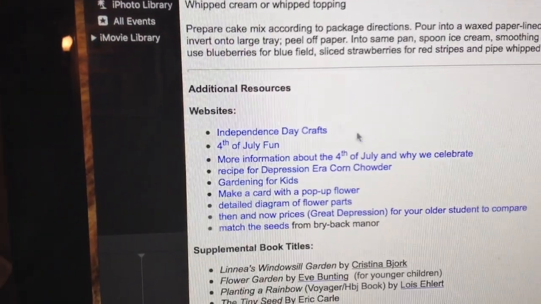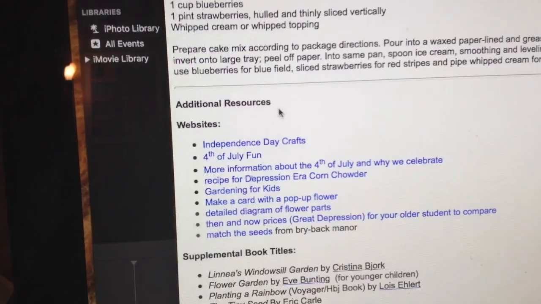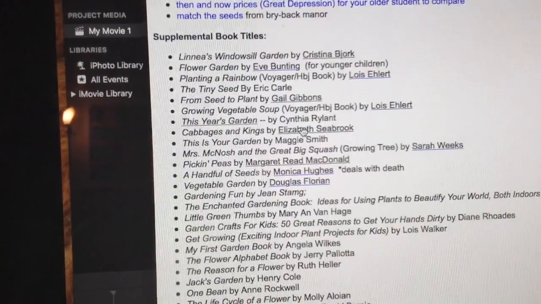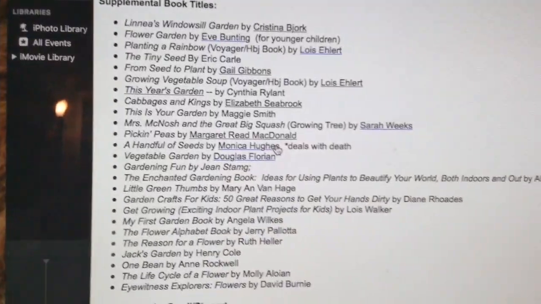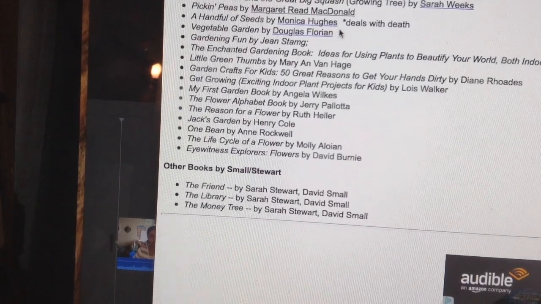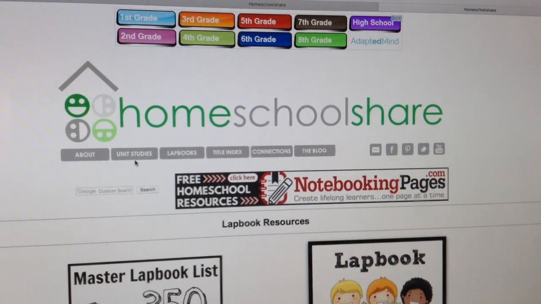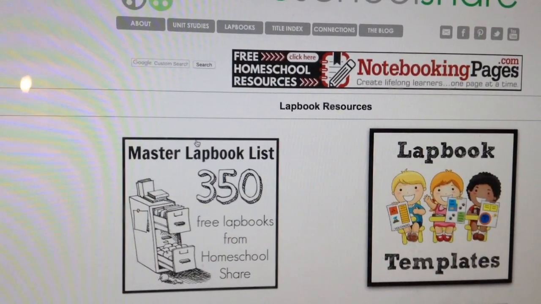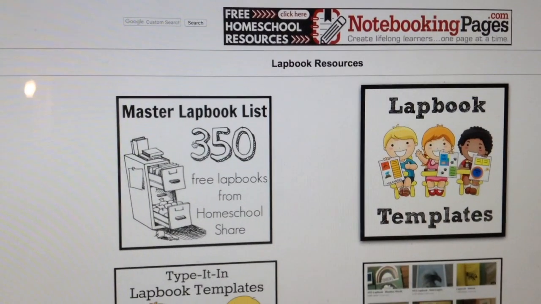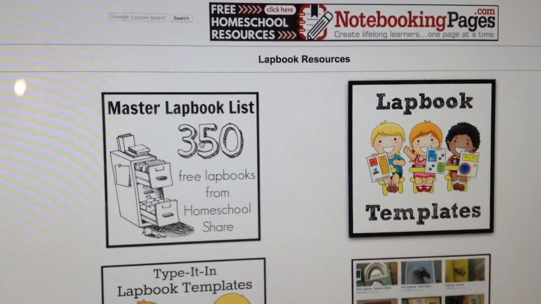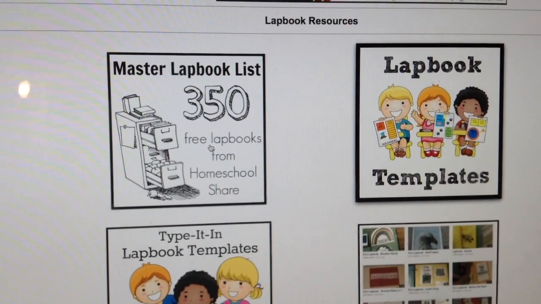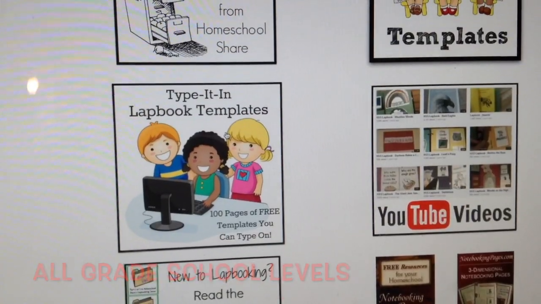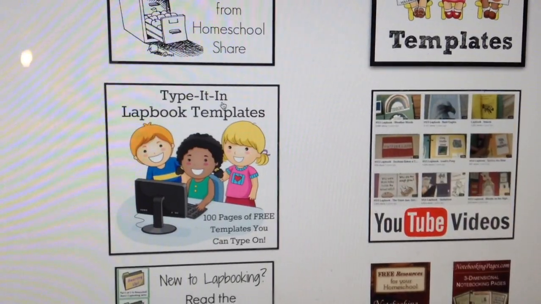It also gives you different recipes, additional website resources, supplemental books. So all of these things could be a part of your nature study. Homeschoolshare provides many great resources for lab booking. Lab books are great for young learners, especially for preschoolers, kindergartners, early elementary school. Great resources. I find it to be very helpful.